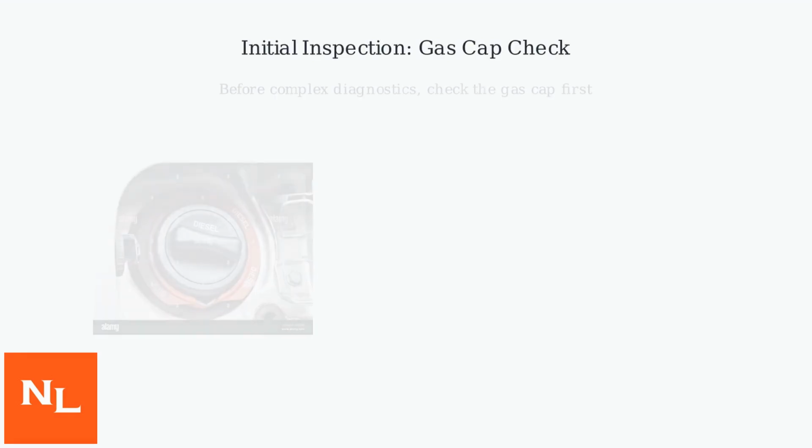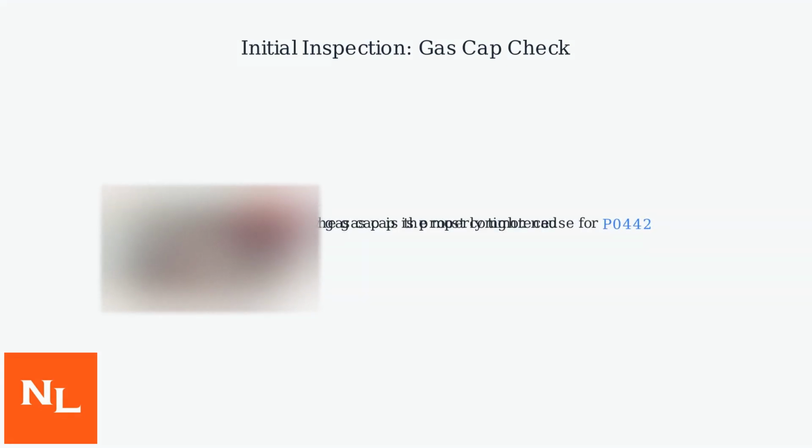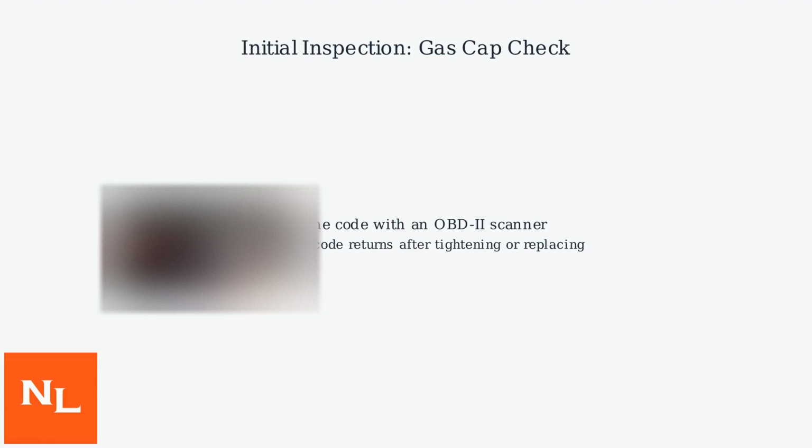Before diving into more complex diagnostics, start with the gas cap. Remove it, inspect the seal for cracks or damage, and ensure it's properly tightened. A loose or faulty gas cap is the most common reason for a P0442 code. Clear the code with an OBD2 scanner after tightening or replacing the gas cap to see if it returns.